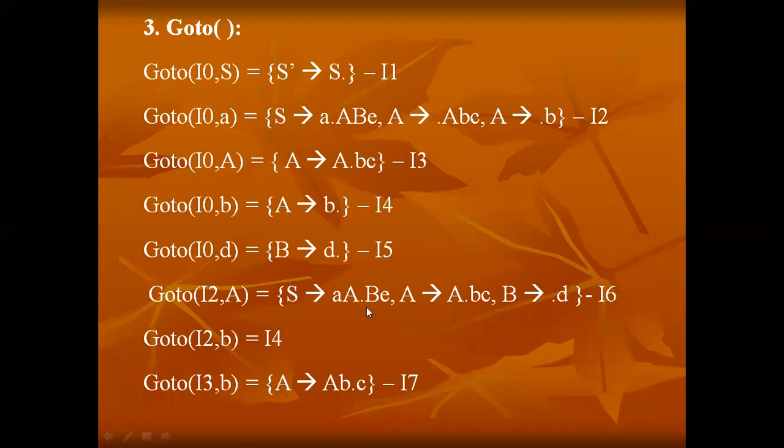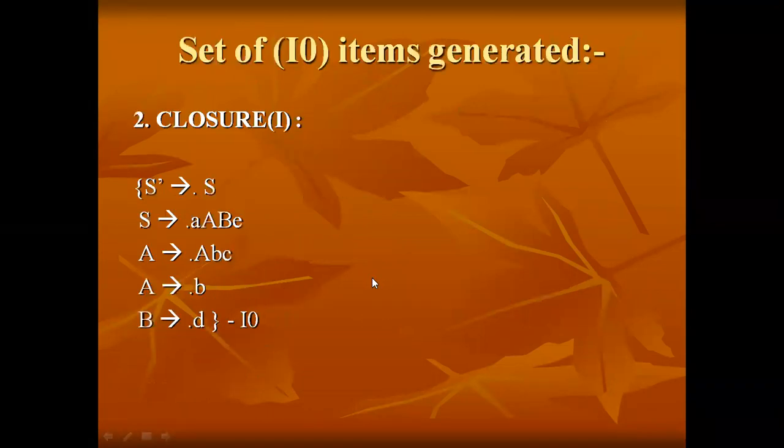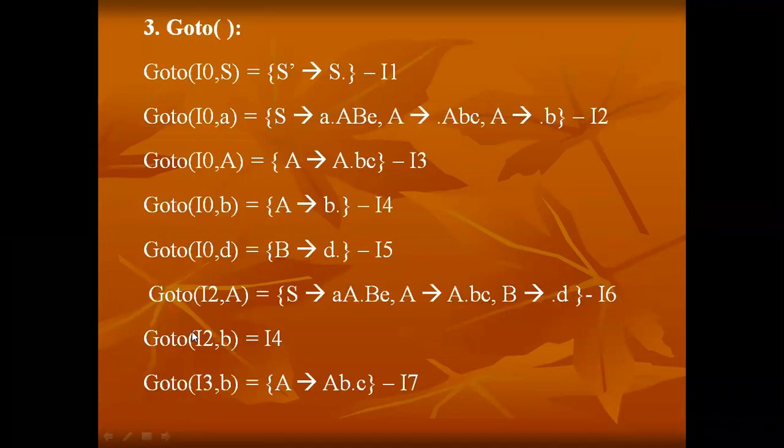What it means is, we need to write the corresponding production rules from the I0 for this variable B. From the I0 we are having the rule for B is B tends to dot D, right? So directly we are writing B tends to dot D here.